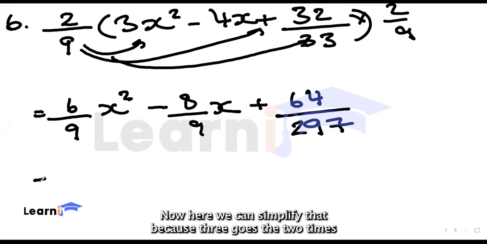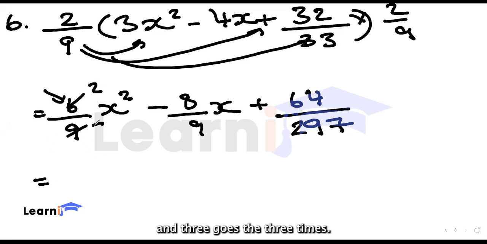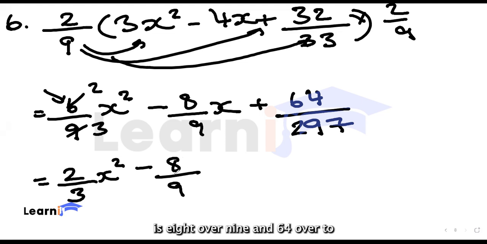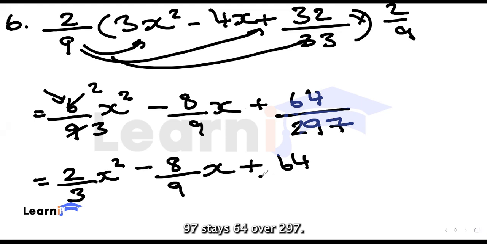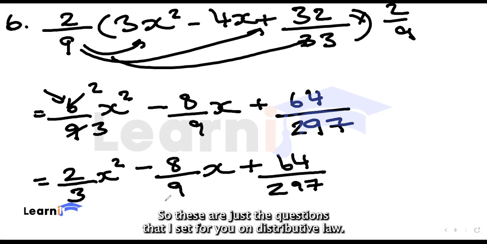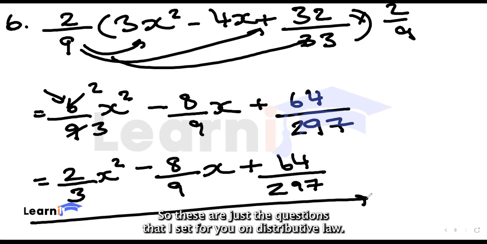Okay, now here we can simplify that because 3 goes there 2 times and 3 goes there 3 times. So this is 2 over 3x squared, and 8 over 9 we can leave as 8 over 9, and 64 over 297 stays 64 over 297. You can put it in your calculator. You will see that it does not simplify. So these are just the questions that I set for you on distributive law.